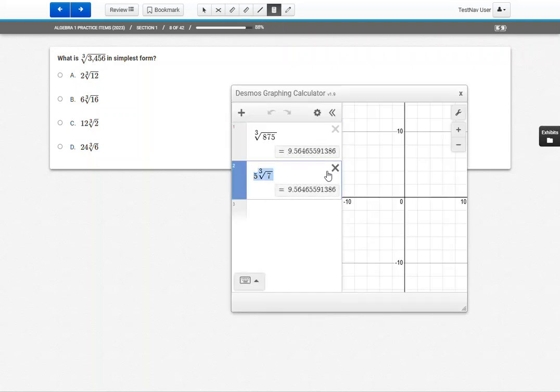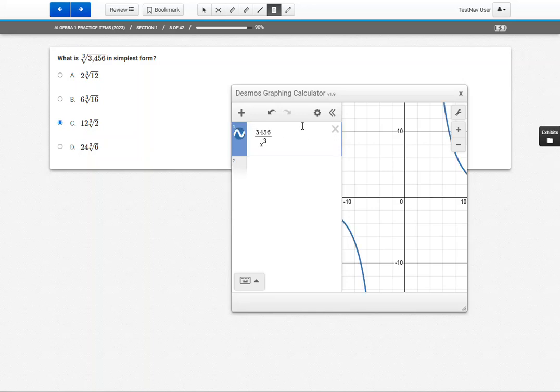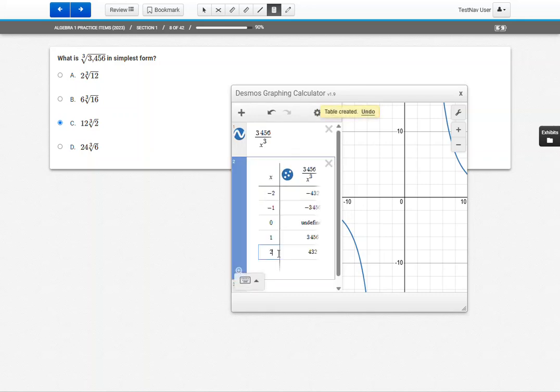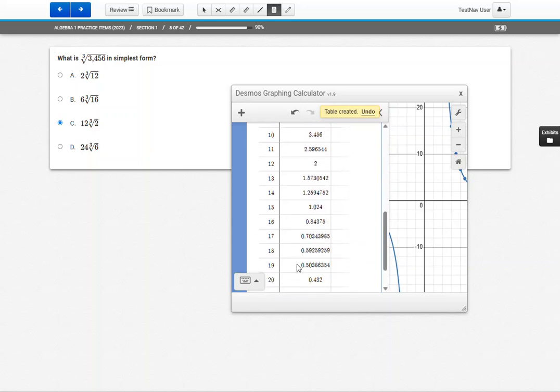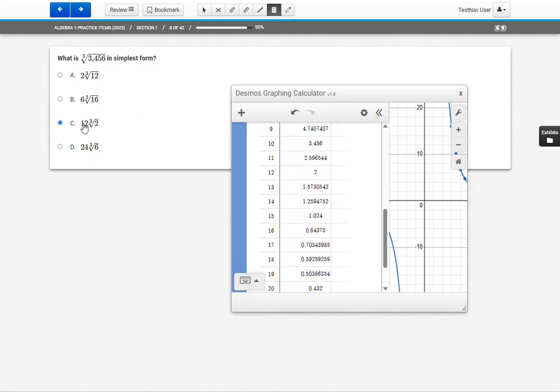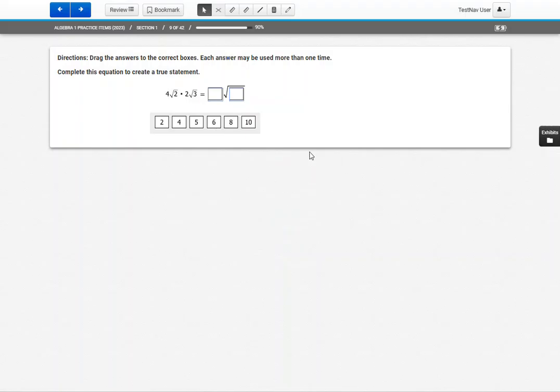Simplest form, I can match them. Yeah, let me just match them. Cube root of 3, 4, 5, 6. You don't need the comma. I think it's this one. Cube root of 2. Yep, that's the one. You can match them up. Or if you want to do it the other way, 3, 4, 5, 6 divided by x cubed this time. Turn it into a table of values and then go down. And so that's going to be 12, 2. 12, 2.